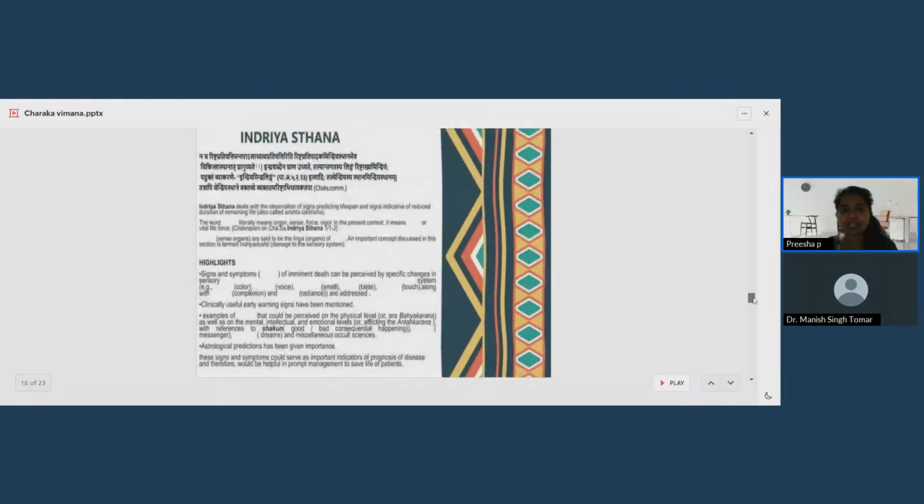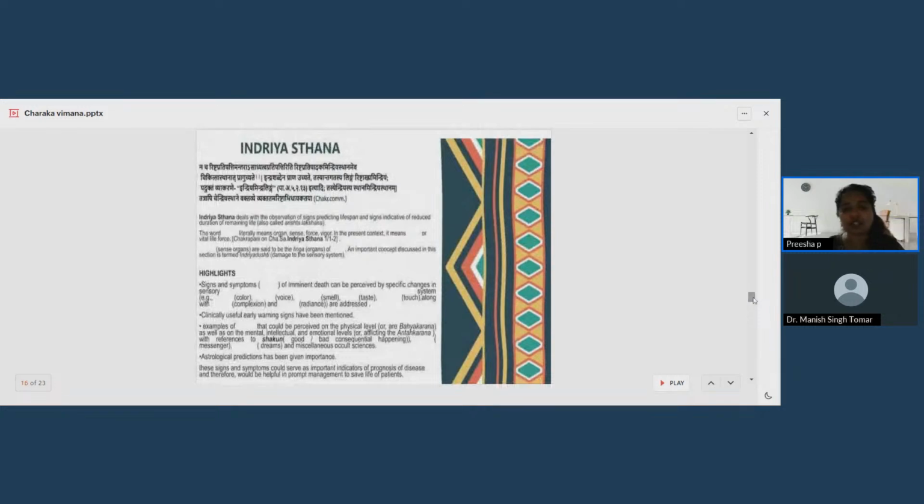When coming to the Indriya Sthana, it is also called the Arishta Sthana. The Indriya Sthana has the signs for predicting the lifespan, and the Arishta Lakshanas, the signs of reduced duration of remaining life, are explained there. The vital life source is also explained there.